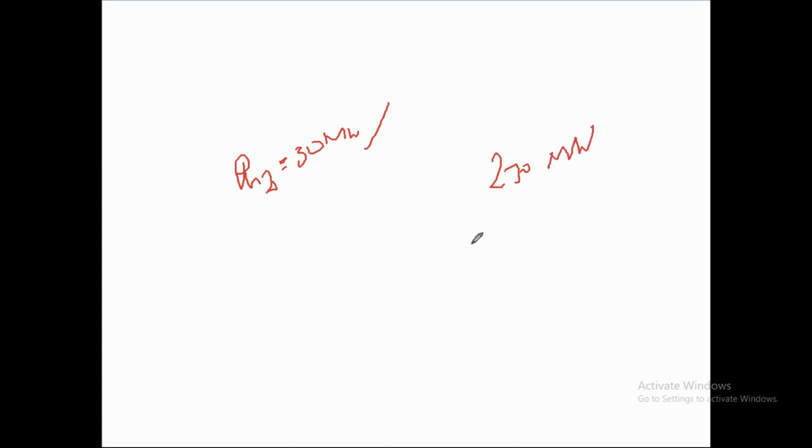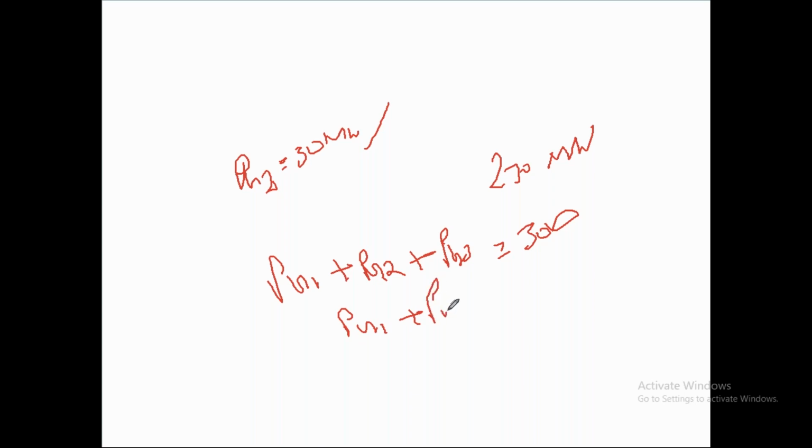How can we schedule PG1 and PG3? See here, from this equation, PG1 plus PG2 plus PG3 equals 300. From this equation, what you will get? PG1 plus PG3 equals 300 minus 30, that is 270. Let's consider it is equation 4.